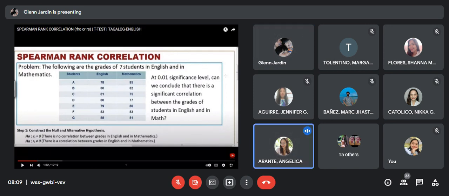Then, pangalawa. H sub A is Spearman rho is not equal to 0. Is not equal kasi yung is not symbol. Ulit. H sub A is equal to Spearman rho is not equal to 0. There is a correlation between grades in English and in mathematics.